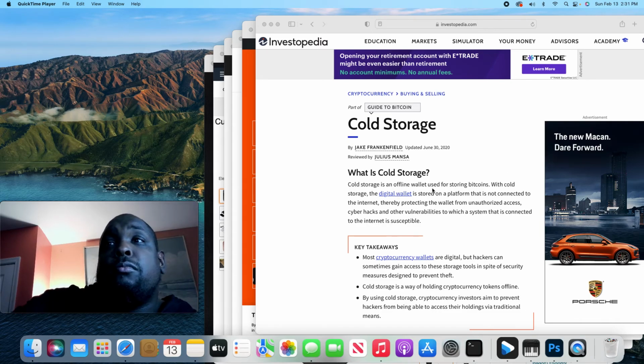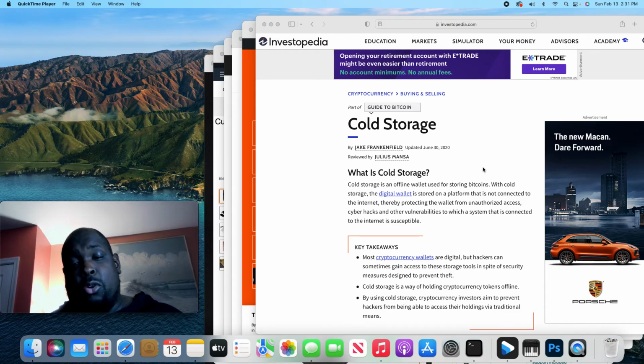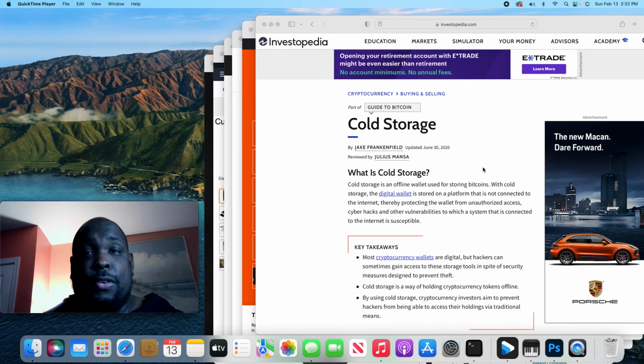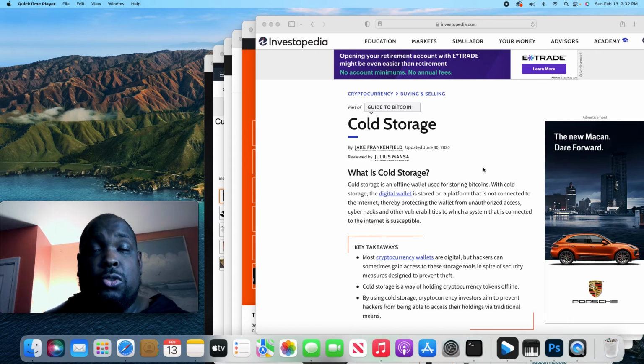With cold storage, the digital wallet is stored on a platform that is not connected to the internet, thereby protecting the wallet from unauthorized access. So basically, in order to gain access to that crypto, you have to have that device. You could sit here and look at the app and everything in it, but without that device, you cannot take any funds out, you cannot add any funds, and you cannot transfer them to any other exchange.